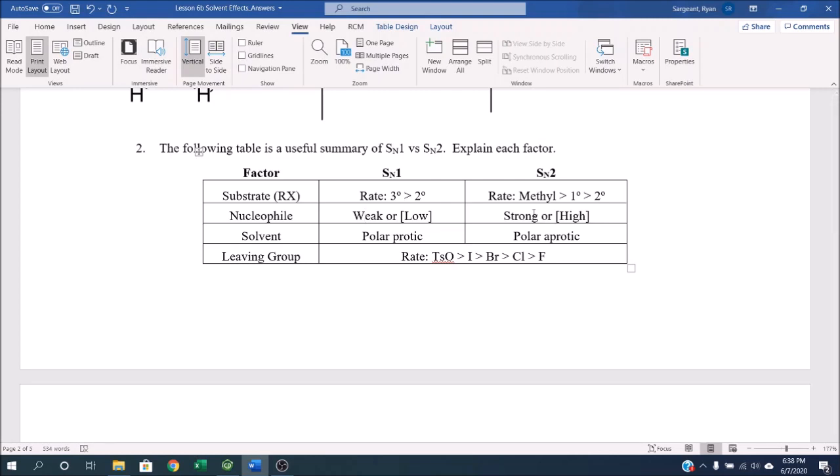The reason for this is in the rate determining step of an SN2 reaction, the nucleophile comes in at exactly the same time that the leaving group leaves. So a good, strong nucleophile can make that happen. A weak or poor nucleophile is not going to attack things until it's motivated by the presence of a carbocation.